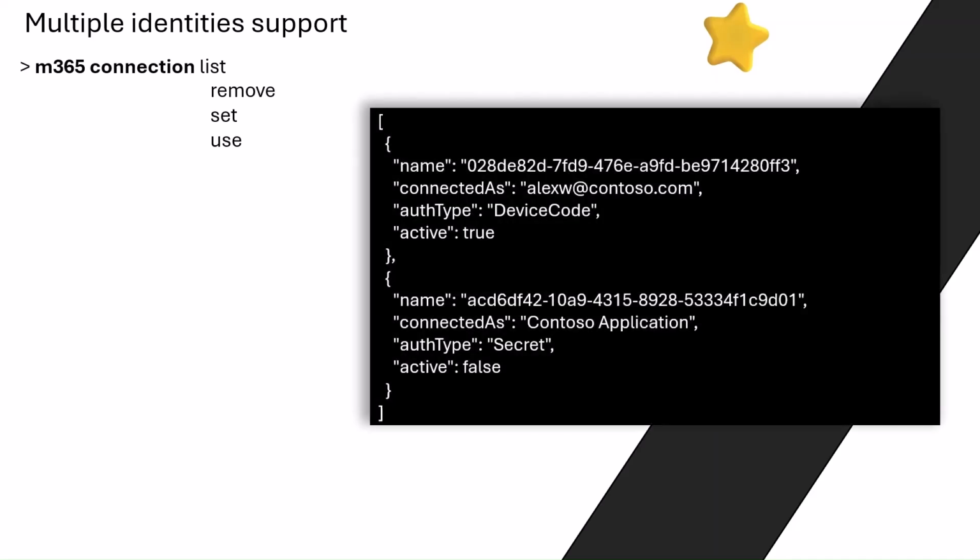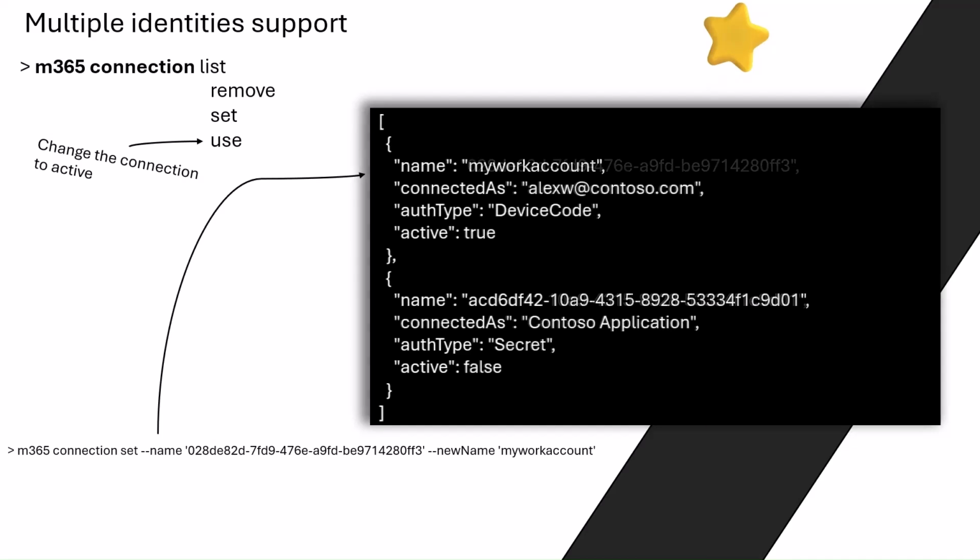Okay, and today we're going to do a showcase demo about how you can manage multiple identities using the pretty new M365 connection commands, which basically allow you to manage multiple places you are signed into. So you can list them, remove them, you can use, so basically set which one of those is active, and therefore all other commands will respect the currently active connection and will be executed over this account, over the second identity. And you can also set, so modify its name to make it more friendly and something you are familiar with.